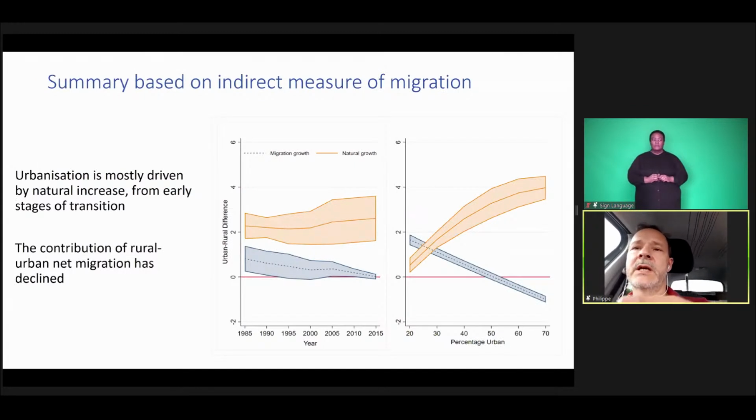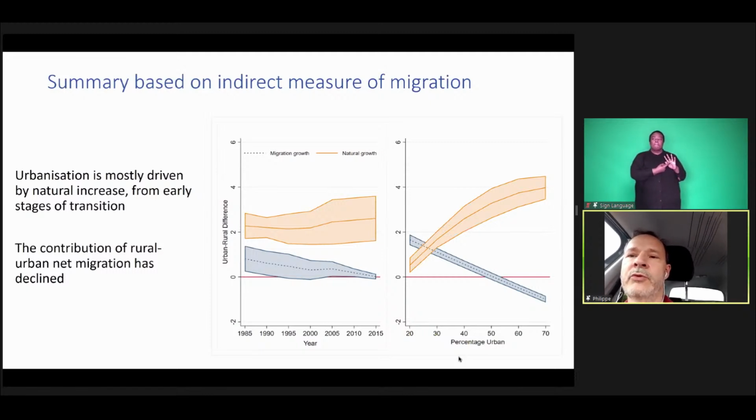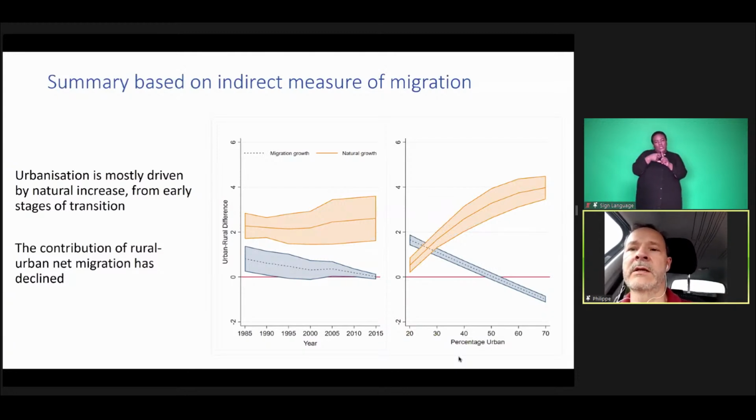And here are two graphs summarizing the trends. The graph on the left shows that from 1985 to 2015, natural growth was indeed much higher, between 2 and 2.5%, contributing to urbanization, whereas migration was positive but declining quite importantly and becoming almost zero in 2015.